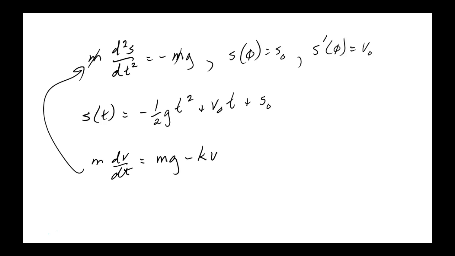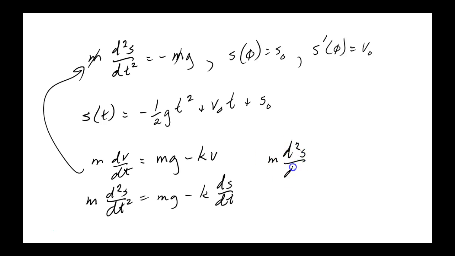Okay? Now, another way you could express that is go back up here. That's m, and again they've reversed direction on it. d2s dt squared is equal to mg minus k times ds dt. Now, rearrange that, not too subtly: m d2s dt squared plus k ds dt is equal to mg.